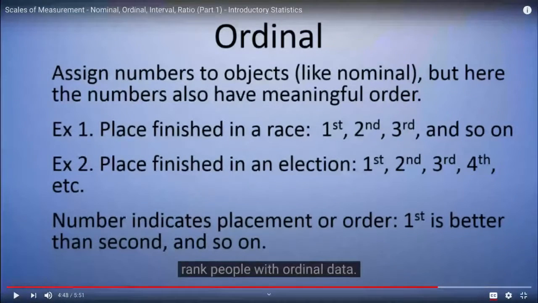It's also not just the order, this is what makes it ordinal, but also you can say, well, if it was a running race, the first place person ran faster than everybody else in the race. And the second ran faster than everybody else in the race except for the first person. So I want you to look at the data like that. When you have ordinal data, you can also do different evaluation of that data.